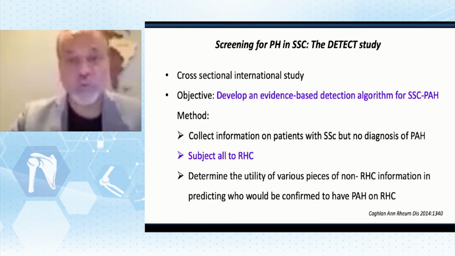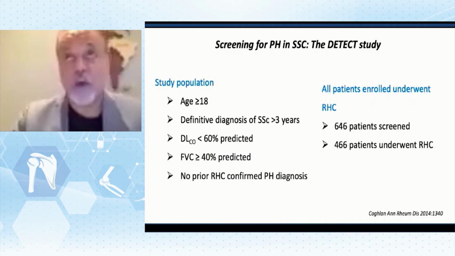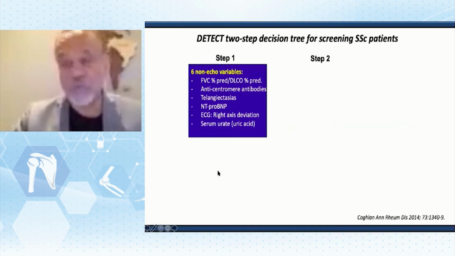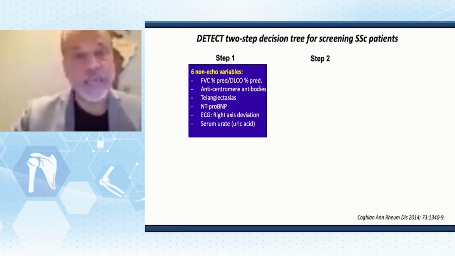And one of the protocols that's been endorsed by most guidelines is the DETECT study, which was a cross-sectional international study trying to look for an evidence-based algorithm to pick up patients who are asymptomatic PAH patients. So the population was age 18 and above, with a definite diagnosis of scleroderma for 3 years, low DLCO, FVC more than 40%. And they subjected them to a 2-step diagnostic algorithm.